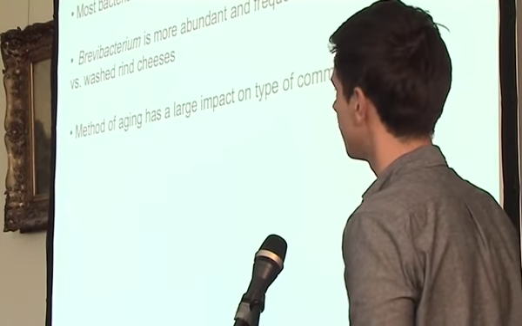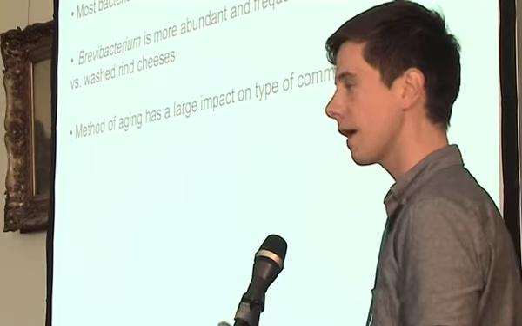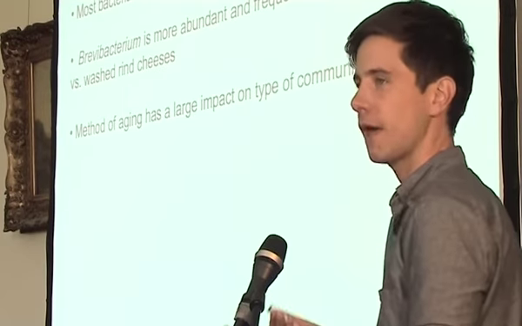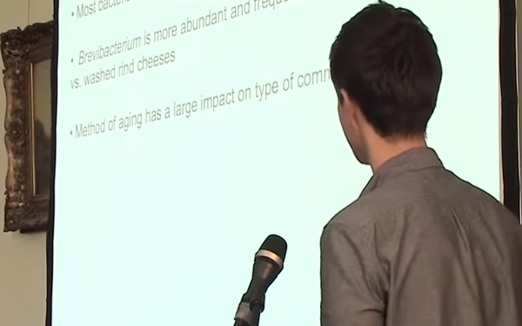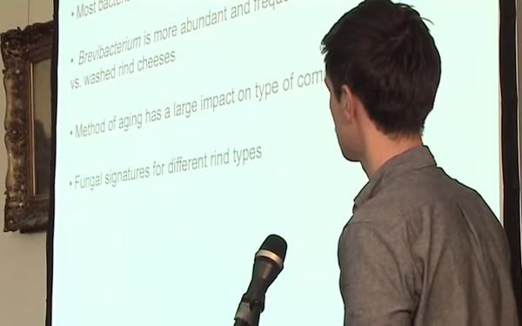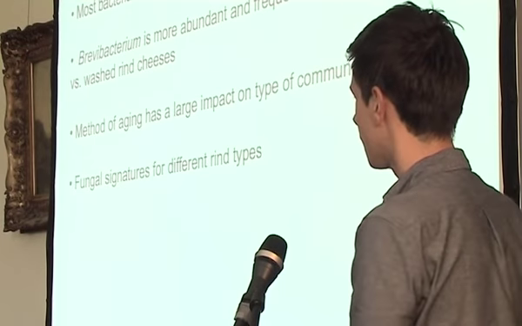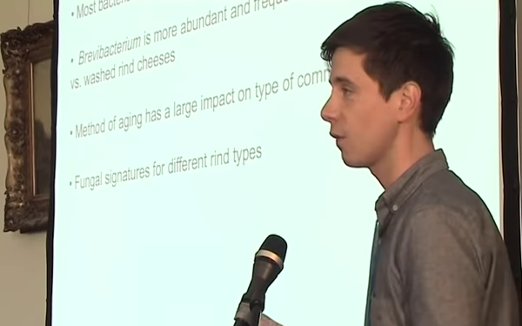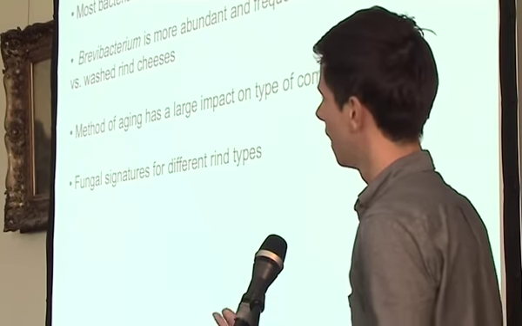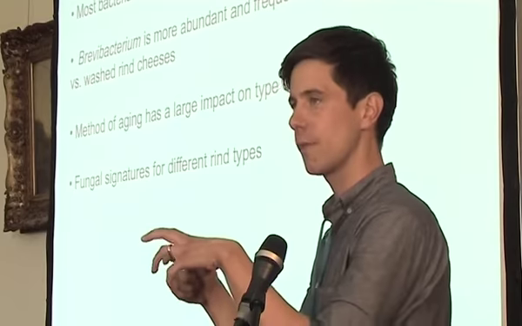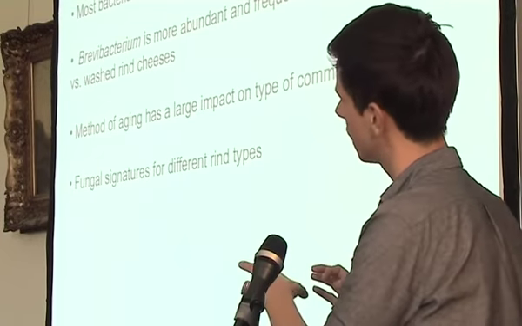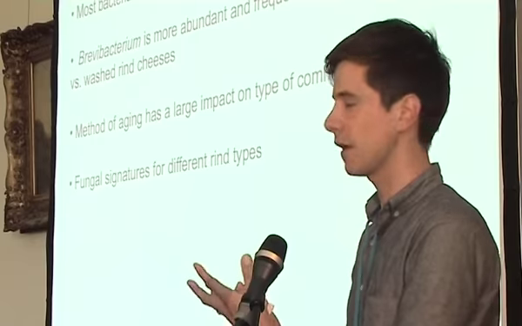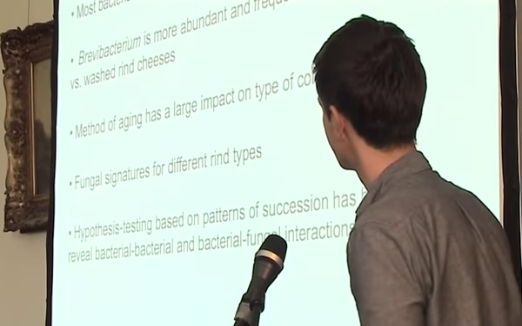And we see that the method of aging, the different types of rinds, and maybe also raw versus pasteurized, has a significant impact on the type of community that we see. We're also starting to see some fungal signatures for the different rind types, and as we get the complete data set, hopefully we'll continue to be able to explore that. And we're also going to start looking for co-occurrence patterns, not just between the different bacteria, but between the bacteria and the fungi to tease apart more interactions.